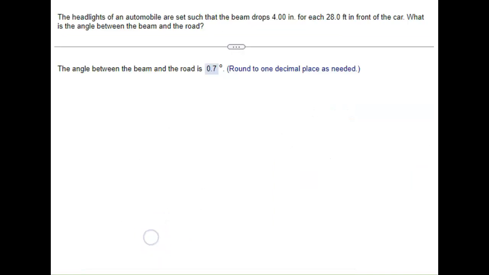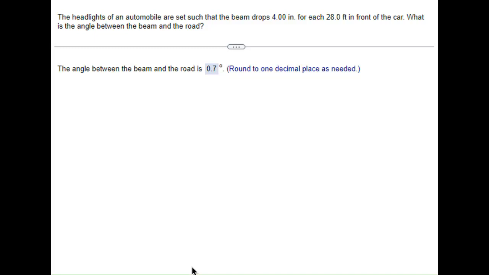Let's consider another problem. Now this one comes out of the MyMathLab. Let me get something to write with here. In this one, we're looking at the headlights of an automobile are such that the beam drops 4 inches for each 28 feet in front of the car. What is the angle between the beam and the road? So here again, we're looking for an angle.